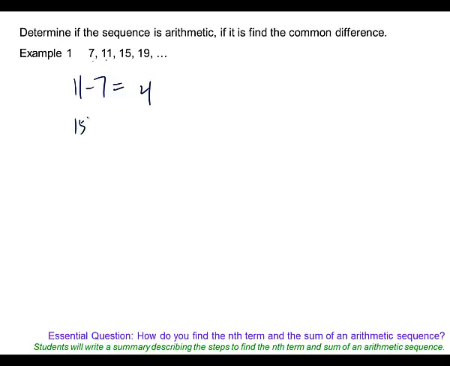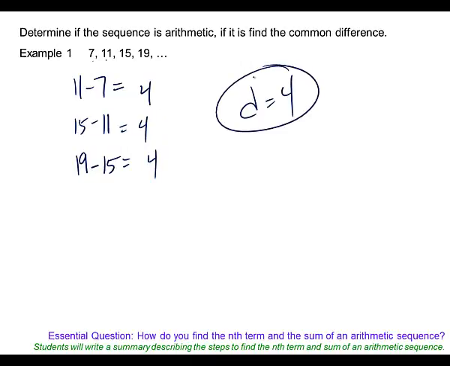So then I do the third term minus the second term. So 15 minus 11 is what? 4. Good. And then I'm going to do the fourth term minus the third term. So 19 minus 15 is what? 4. Did they all match? Yeah. What is the common difference? It's 4, right? Because every time we subtracted, we got 4. Okay, so that's the answer that they're looking for. So it would actually be yes, it's arithmetic, and the difference is 4.